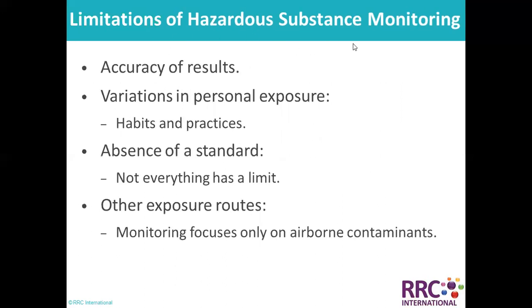Now, limitations of hazardous substances monitoring. Accuracy of results is critically important. Yes, variations in personal exposure might come from habits and bad practices or best practices, human to human, employee to employee. Everyone is different, so you never know who is going to do some silly things. Also, the absence of a standard might mean not everything is covered. Not everything has a limit. And monitoring focuses only on airborne contaminants, not other exposure routes. So these are some of the limitations of hazardous substances monitoring.